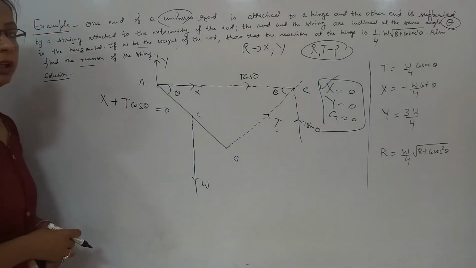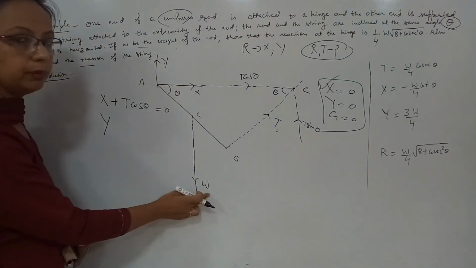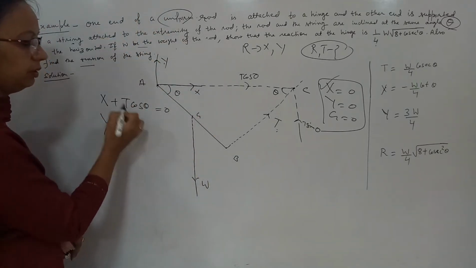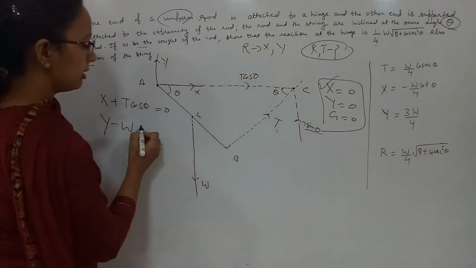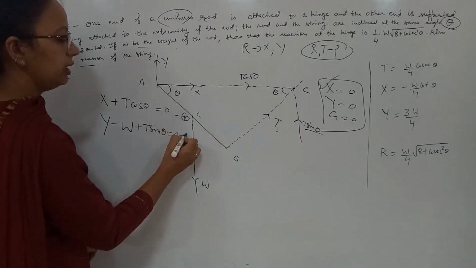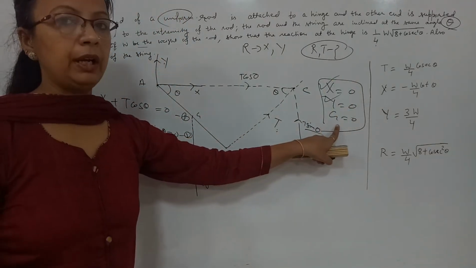Now we will take components along the Y-axis. Y minus W, because it is in the downward direction and we have to take in the upward direction. So minus W और T का component T sin theta is equal to 0. So equation number 1 and equation number 2. Second is also done. Now third, moment.